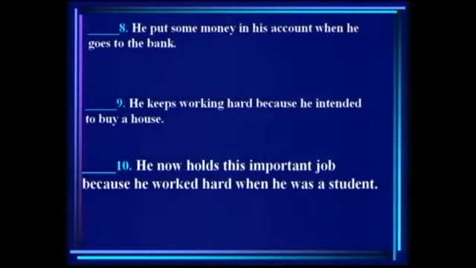طيب أنا عندي هنا 3 أفعال. He worked hard when he was a student. He's not a student anymore. He's working now. طيب He now holds this important job. عنده الوظيفة الكويسة دي دلوقتي.